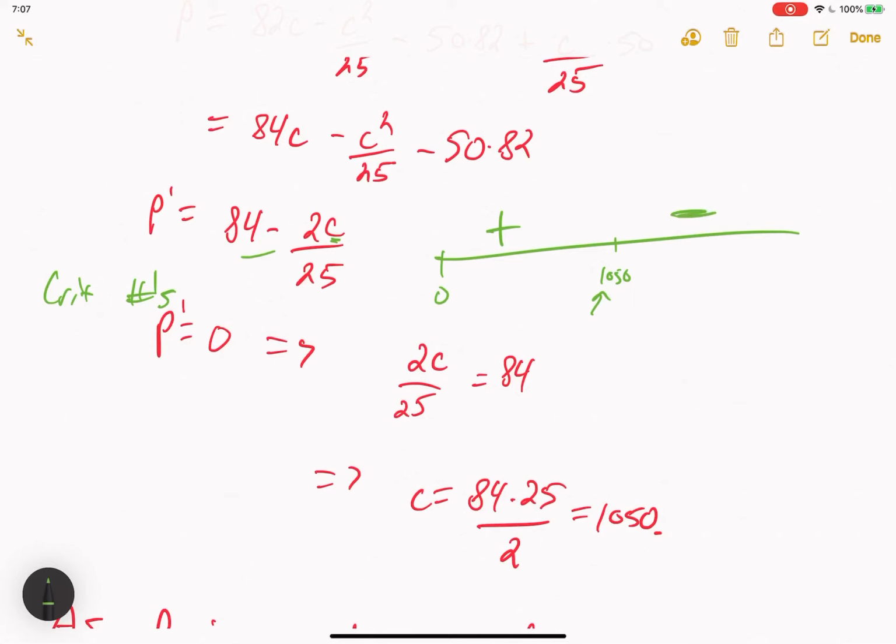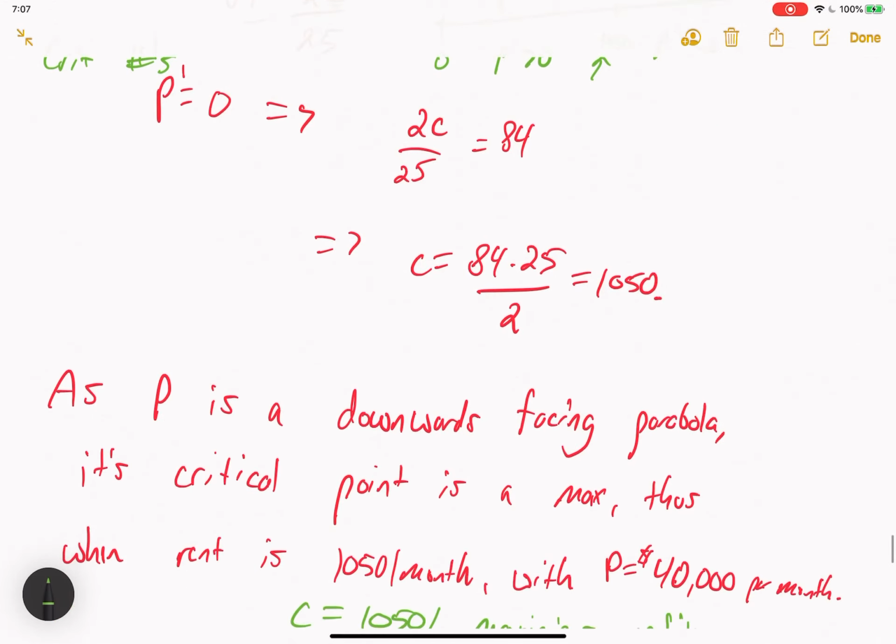It wouldn't be too hard to verify that in the first interval you get positive. From 0 to 150, you get positive. From 150 onwards, you get negative. So this would be like P prime greater than 0, P prime less than 0. This isn't really too hard to verify, and I feel like this is not the hard part of the problem anyways. But you solve for C, you get that C is equal to 1050.